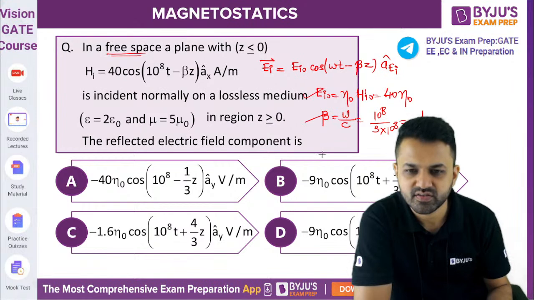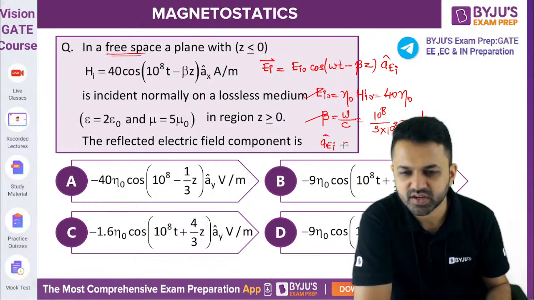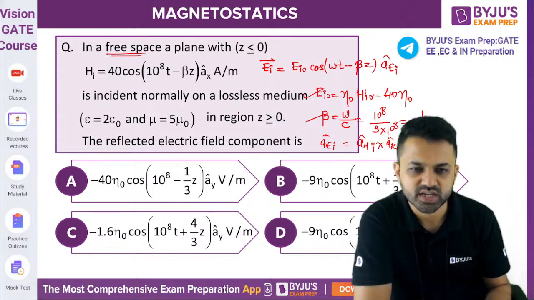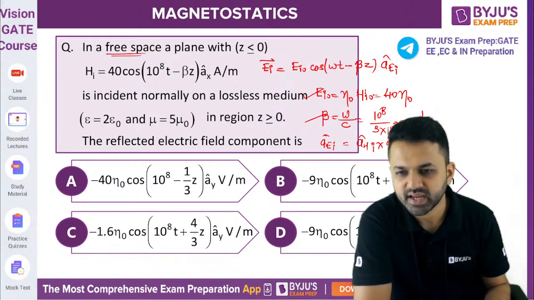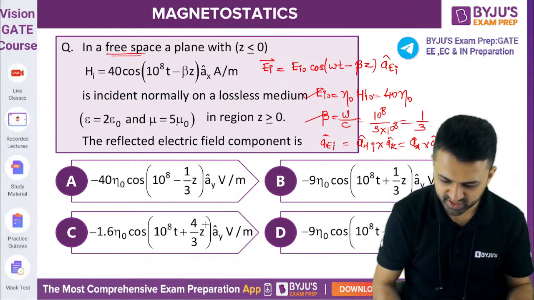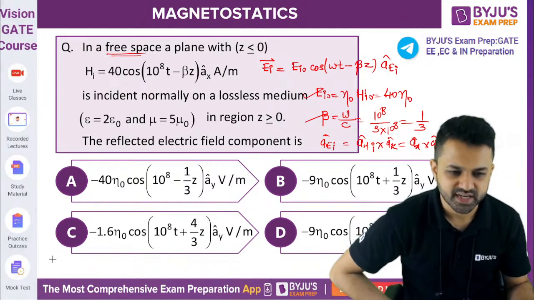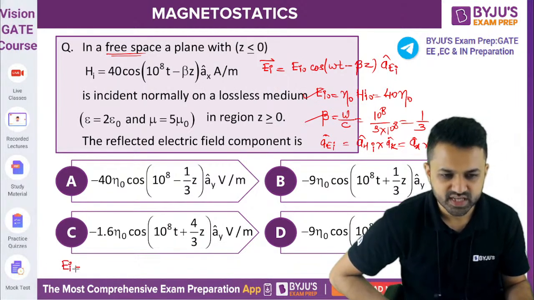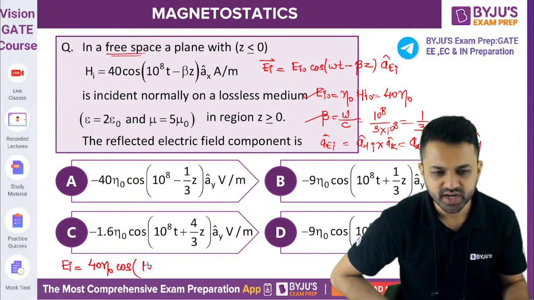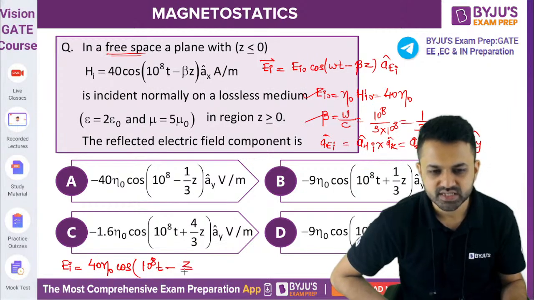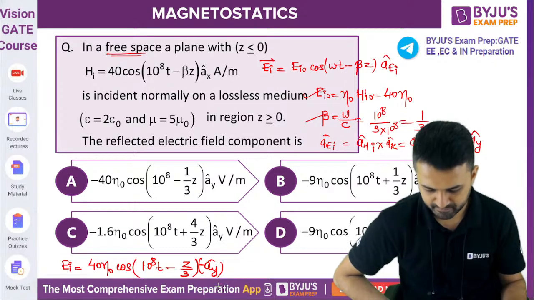Okay, and then we have the electric field direction. So electric field direction is direction of magnetic field cross product with direction of propagation. So the direction of electric field is AX cross AZ. AX cross AZ is minus AY. So in this way you have got your incident electric field. I am writing here for reference. Incident electric field we are getting 40 eta naught cos of 10 to the power 8 t minus z upon 3 and AY with minus sign, minus AY cap.